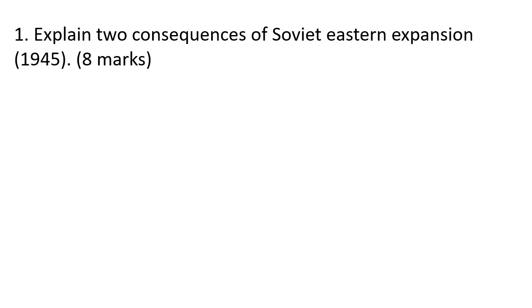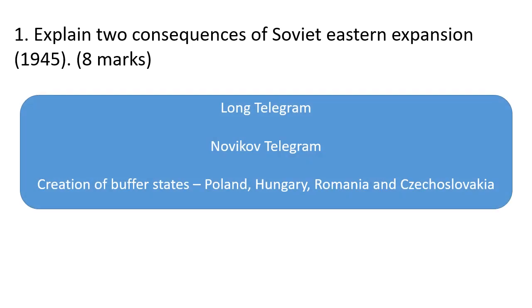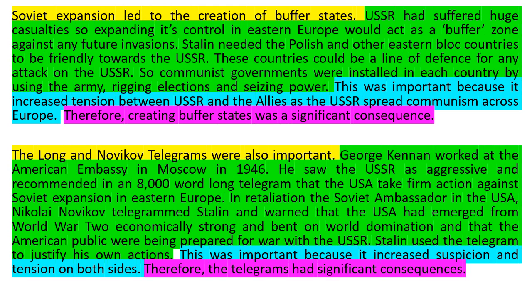And the question is normally about consequences of the Soviet Eastern expansion. You can write about the Long Telegram, why that's important, or the Novikov Telegram, or creating buffer states. As always, a PEEL structure to each one. And in each case, Long, Novikov, and the buffer states, they're all going to increase tension between both sides. An example of what an answer for those would look like.